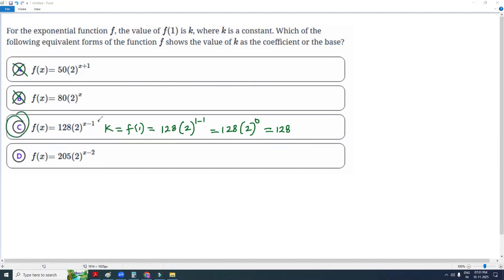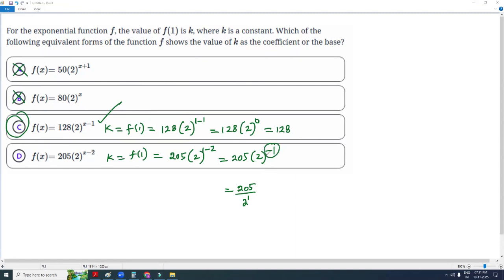The correct answer choice for this question is C. Anyways, we can verify the answer choice D. k equals f of 1 equals 205 times 2 to the power of 1 negative 2, which is equal to 205 times 2 to the power of 1 negative 1. Then we get 205 divided by 2 to the first power.